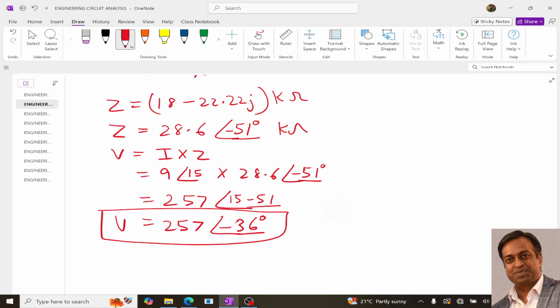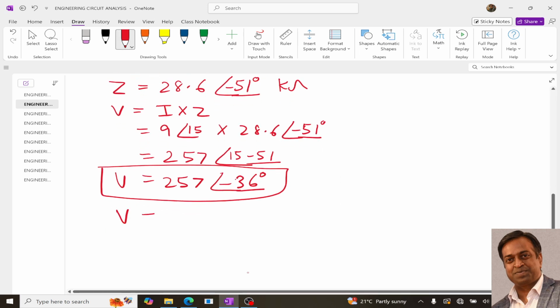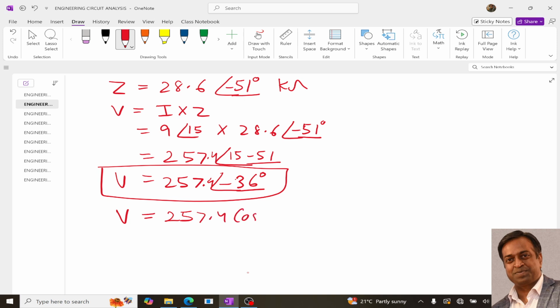Now this voltage can be written in time domain form as 257.4 cos omega t minus 36. Similarly, the current can be written as 9 cos omega t plus 15.